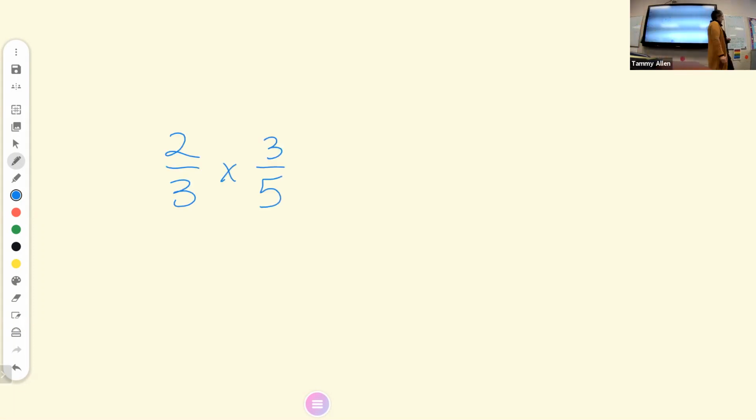All right, 2/3 times 3/5. Just get out a piece of paper and let's do some practice problems. Today we're going to practice with the cancel method. If we do the cancel method, when we're done with our multiplying, you will not have to reduce.